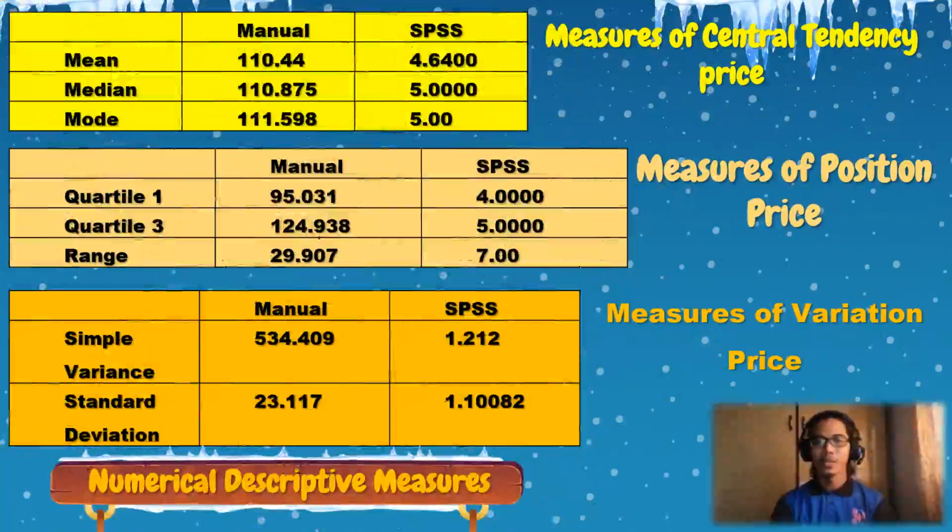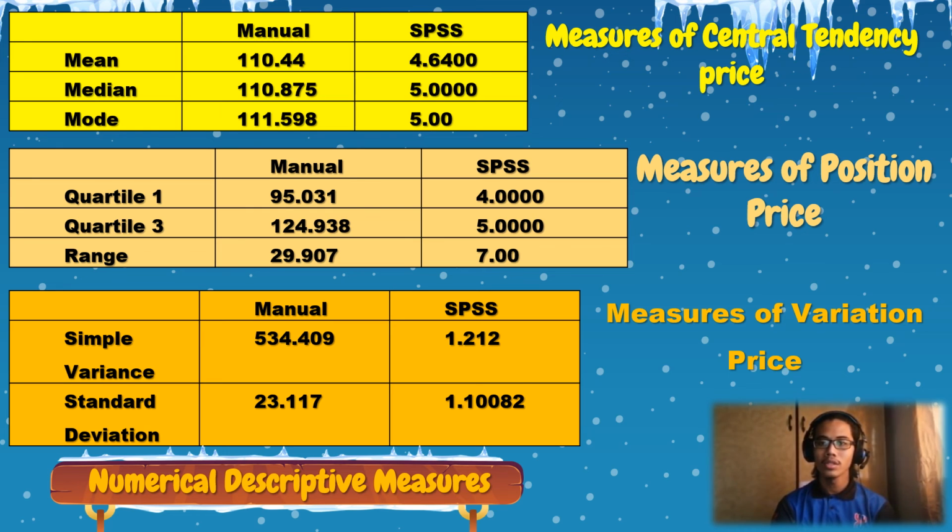Now we go to the numerical descriptive measure. The first numerical descriptive measure is the measure of central tendency for price. The SPSS result shows that the mean value is 4.6400, the median value is 5.0000, and the mode value is 5.00.